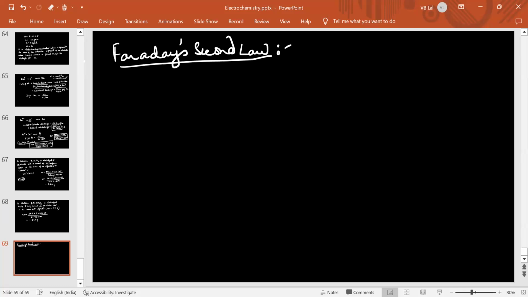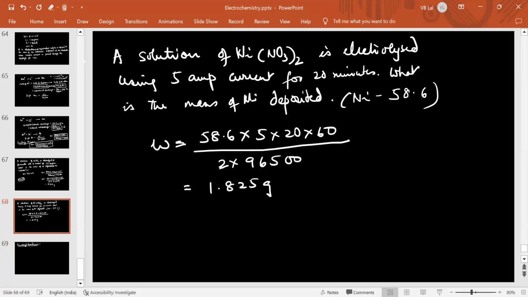Miss, can you move to the previous slide? The molar mass of nickel, the molar mass of particular elements should be given, no, miss? Yes, it will be given. It will always be given in the question. You are not expected to know any molar mass.